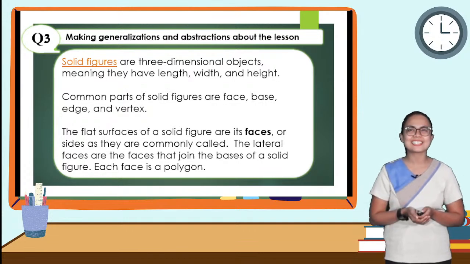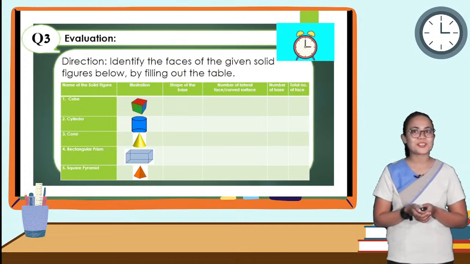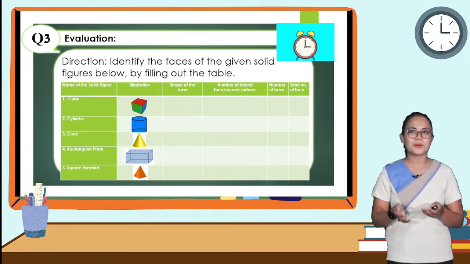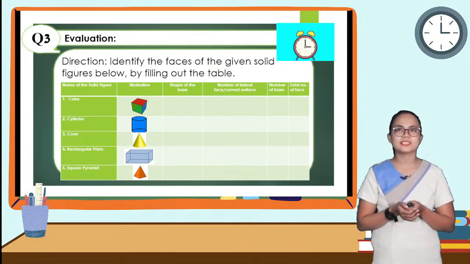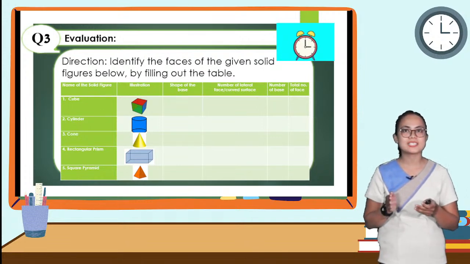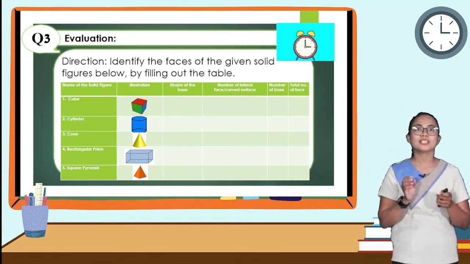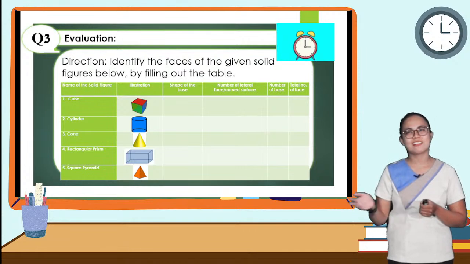Good job, grade 6. Now let's have our evaluation. Let me read the direction again for you, grade 6. Identify the faces of the given solid figures below by filling out the table. So here is our table. On first column, we have name of the solid figure. On the second column, we have the illustrations, followed by the shape of the base, number of lateral face or curved surface, number of the base, and a total number of faces. Let's start for number 1. Again, I'm giving you 5 seconds to do that. Let's start.